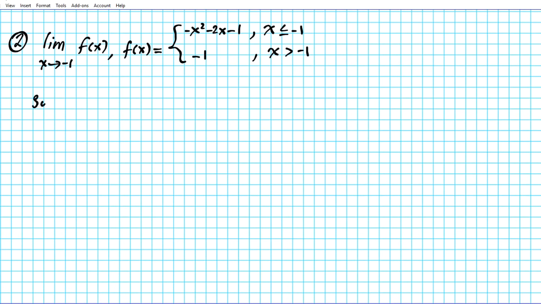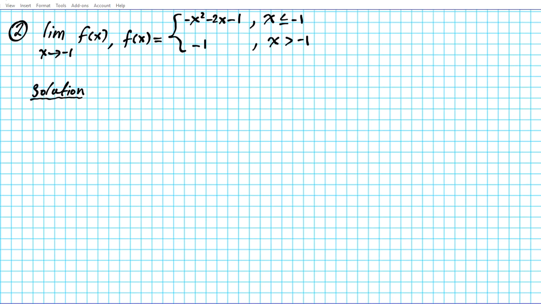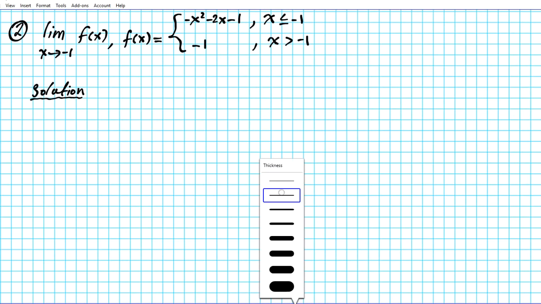Alright, let's do this. Now, what kind of situation are we dealing with here? It's a double-sided limit, and you notice that the value that x is approaching is the switch in the subdomain. So how are we going to approach the limit of piecewise defined functions that are presented in this format? Alright, so the procedure is as follows.